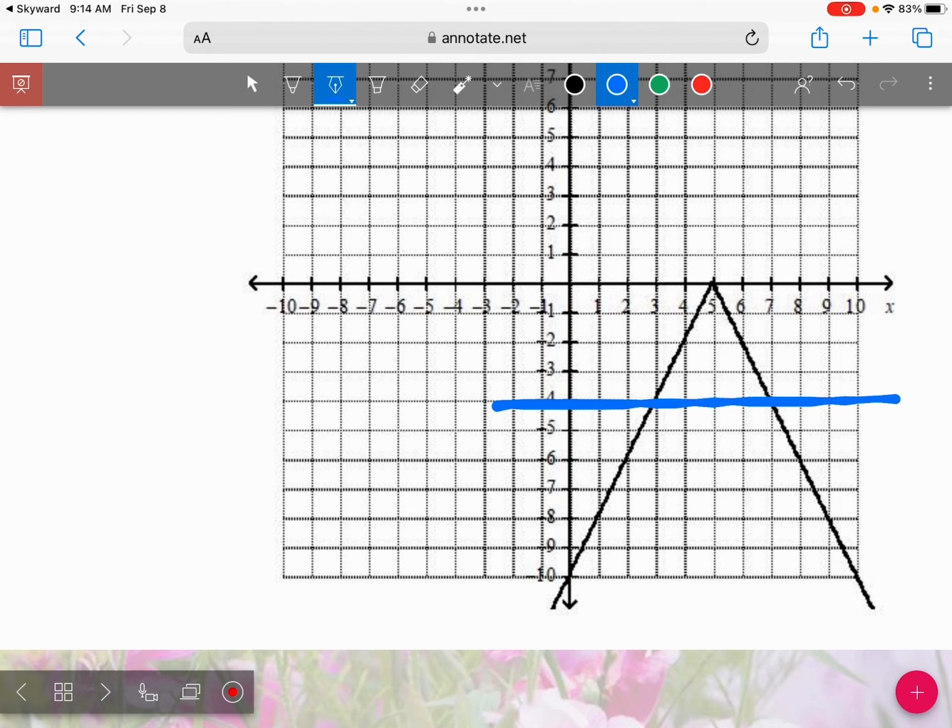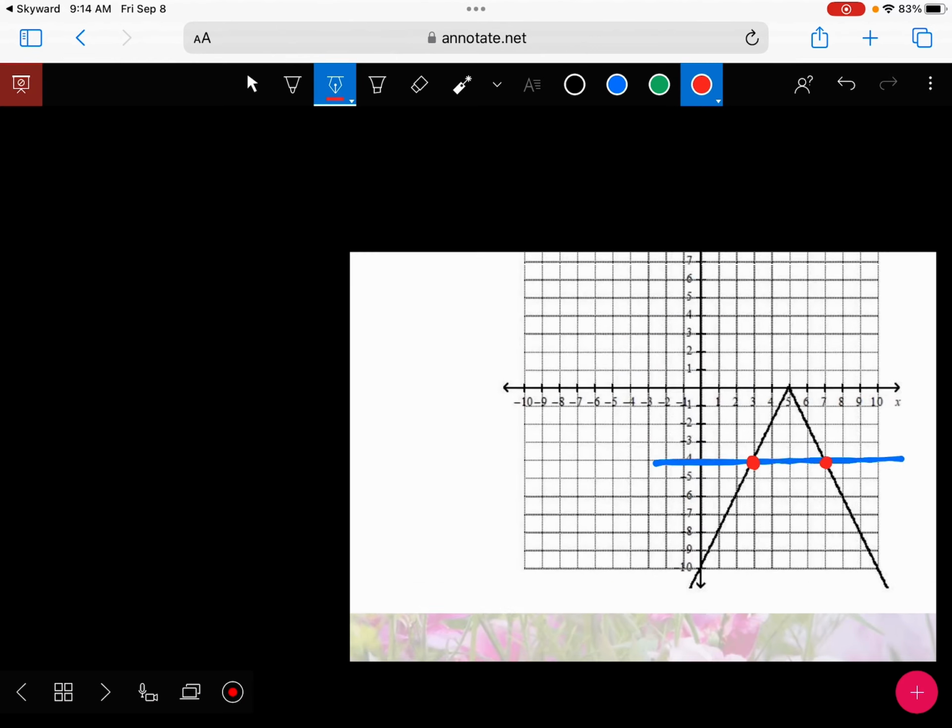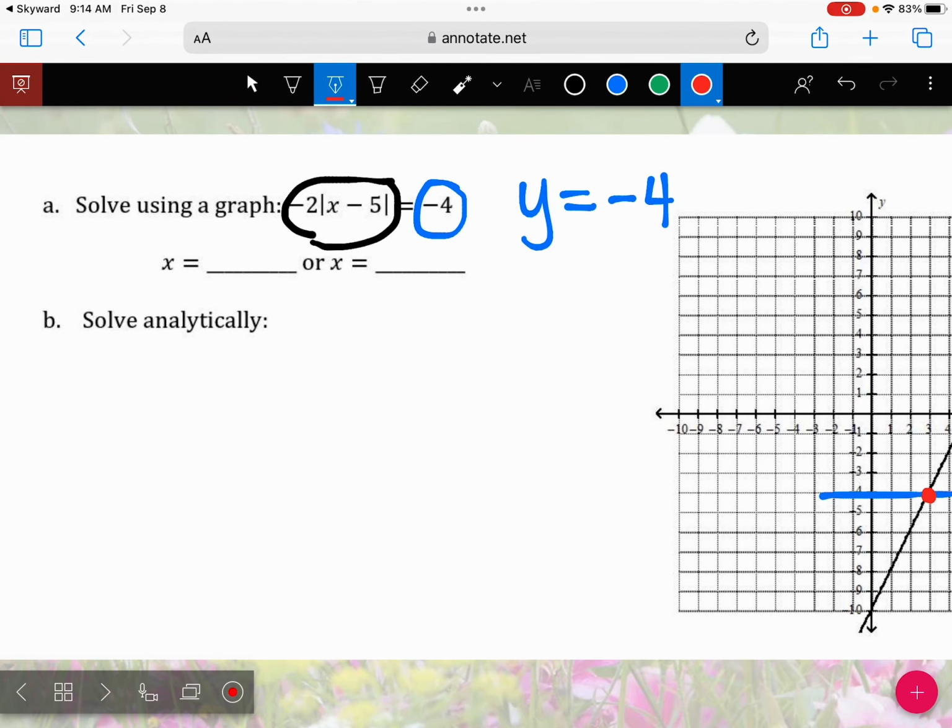How many times does that blue line cross through that graph? Twice. Does everyone see that? It crosses right here and right here. There's two different places where it crosses. And what are the x values for those two red dots? What does x equal? The first one is at 3, and where's the second one at? 7. So this has two solutions, 3 and 7.